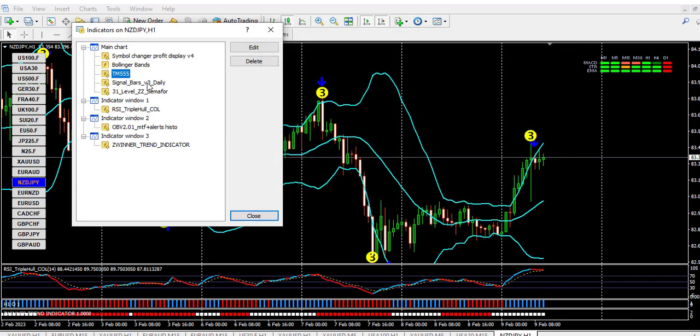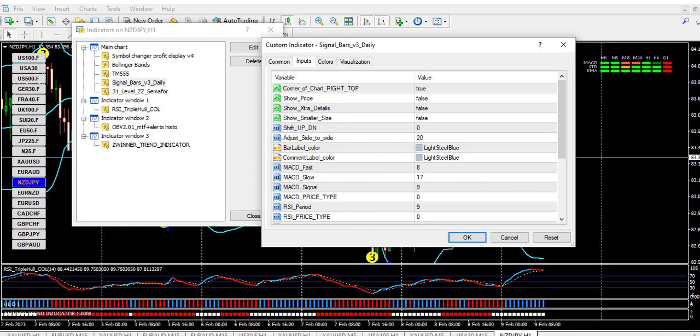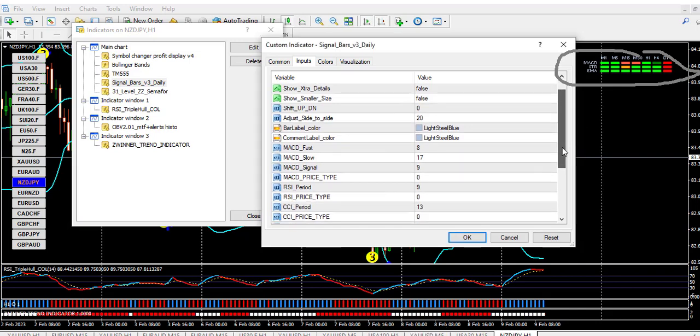And the next indicator here is the signal bar. This indicator, this is what we call a signal bar indicator, and these are the value. So just make sure you change it or you leave it the way as it is. If you don't want to play with the setting, just leave it the way I'm going to give it to you.